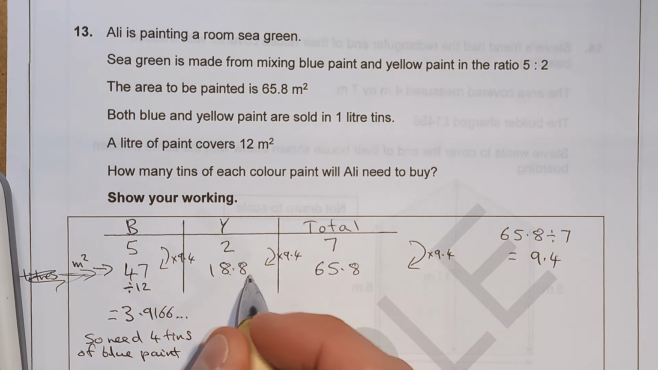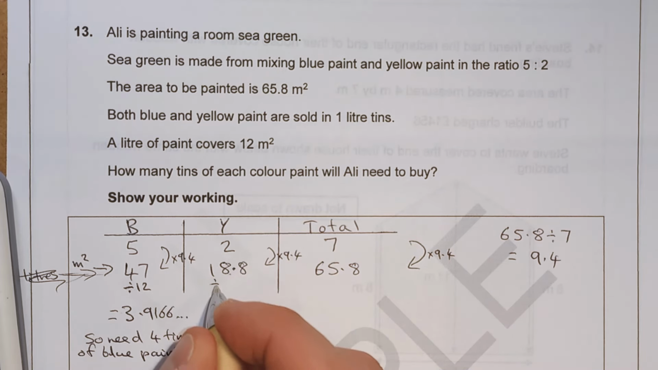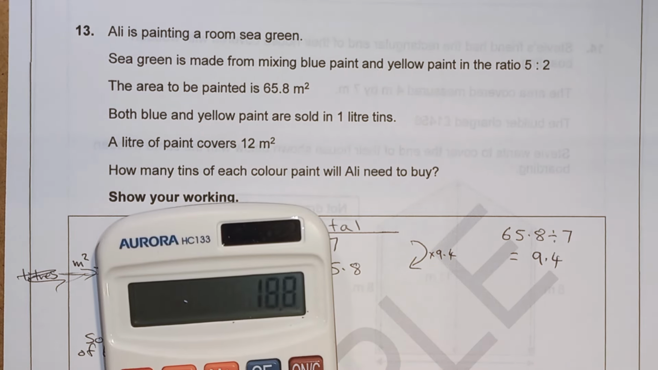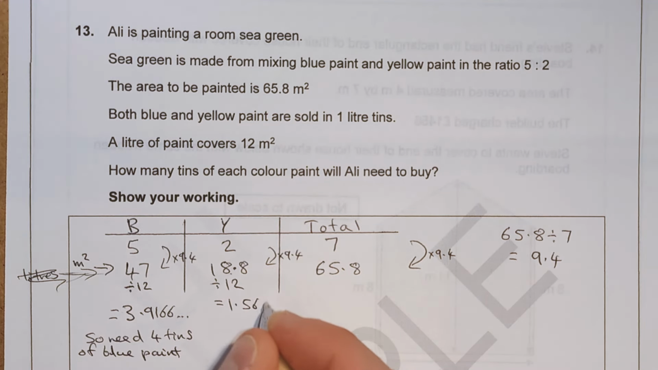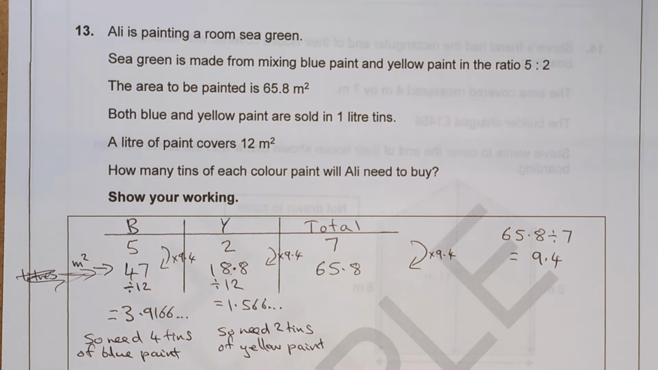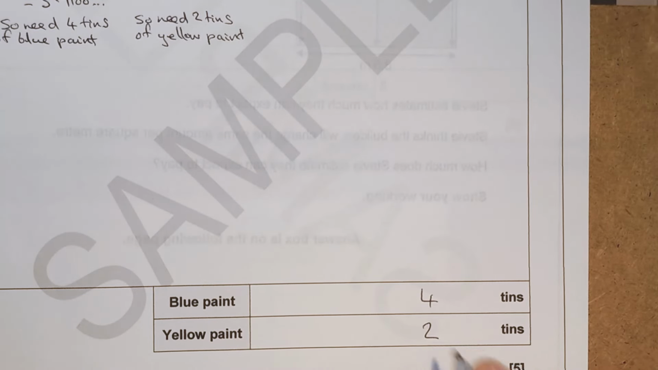And we can do something similar for yellow paint. We know we want to cover 18.8 meters squared, because we can get 12 meters squared from each tin. We divide it by 12. So 18.8 divided by 12, and we get 1.566666. But again, we can't buy 0.5666 of a tin, so we're going to have to go up to the next whole number. So we need 2 tins of yellow paint. So we can now put those in the answer box.